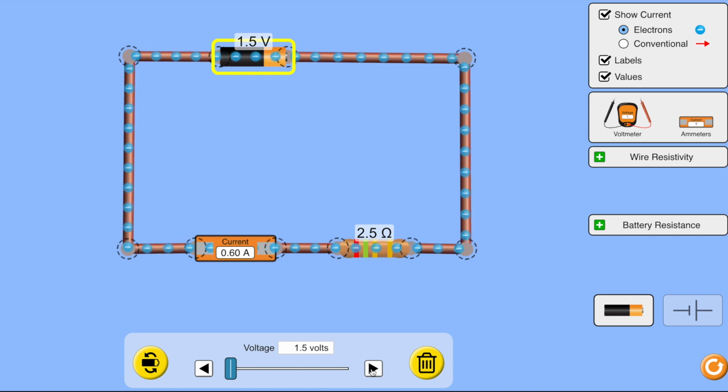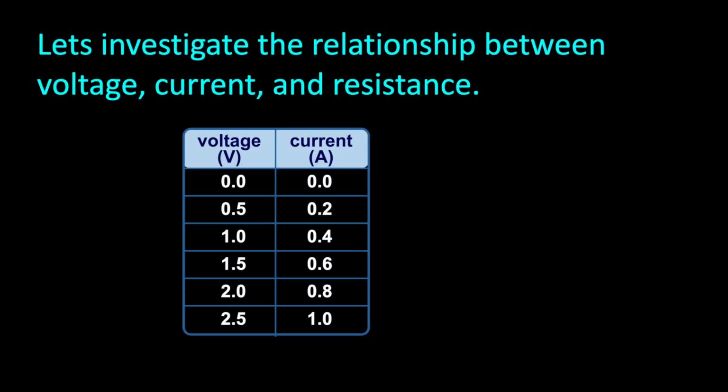Let's increase it to 2 volts. Now we have a reading of 0.8 amps, and our electrons are moving even faster. Now if we increase it once more to 2.5 volts, our current has a reading of 1 amp. I hope you got all those values in your table. So, your results table should look a little something like this.